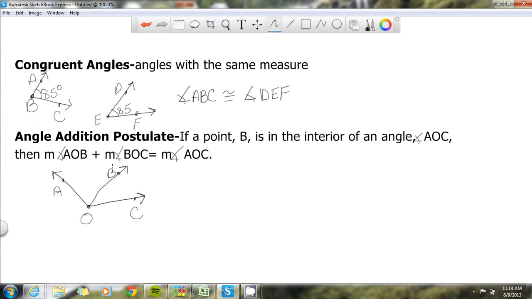Then if we take the measure of angle AOB, whatever the measure is, and add it to the measure of angle BOC, whatever the measure is, we will have the measure of angle AOC. That's the angle addition postulate.